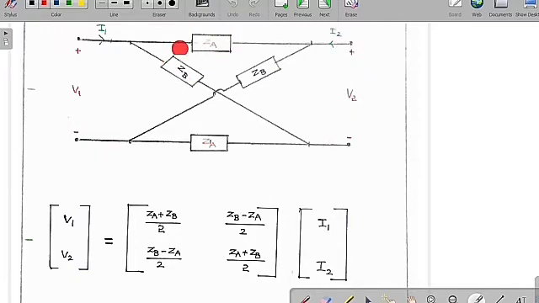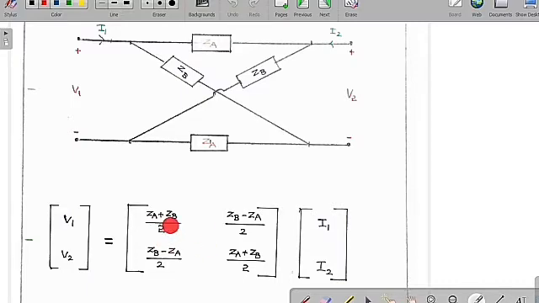Here this is ZA, ZA. Similarly, this is ZB and ZB. There is no touching point; these are non-intersecting points. So this is ZA, here also ZA, but here this is ZB and ZB. If these are connected in this manner, then we need to figure out the value of the overall Z parameter, in terms of V1, V2, I1, I2.